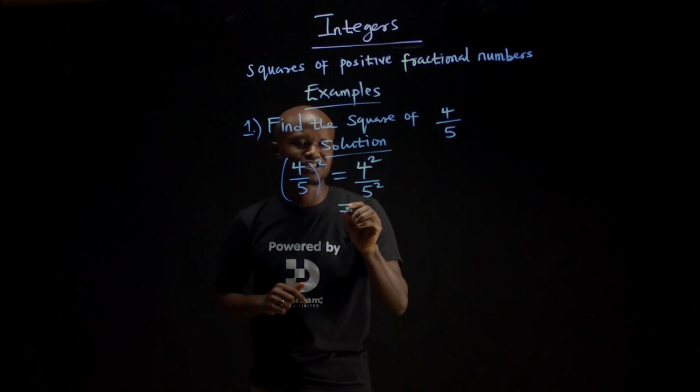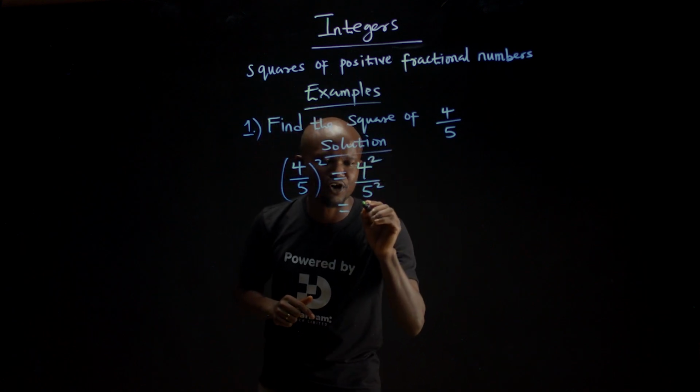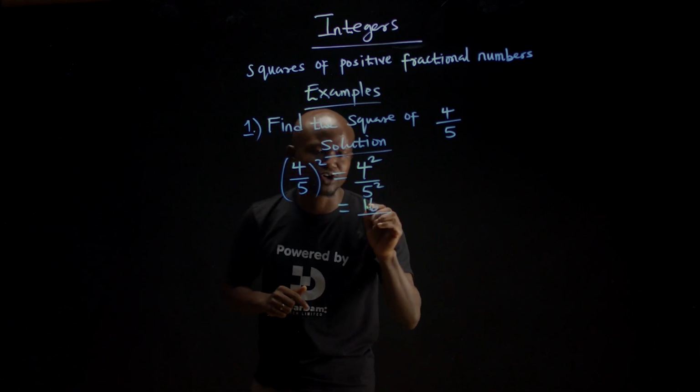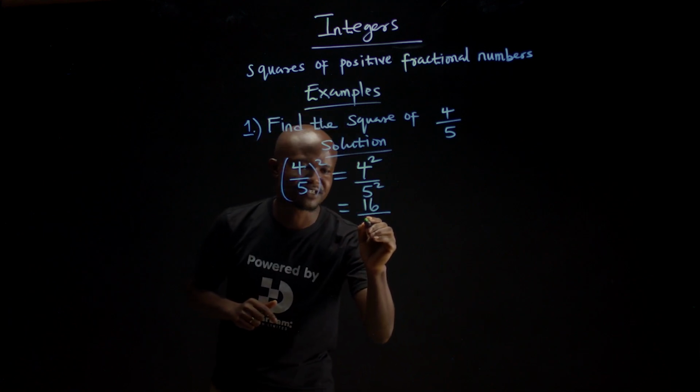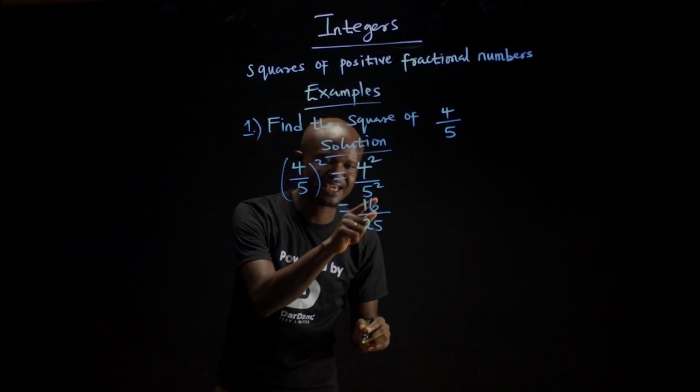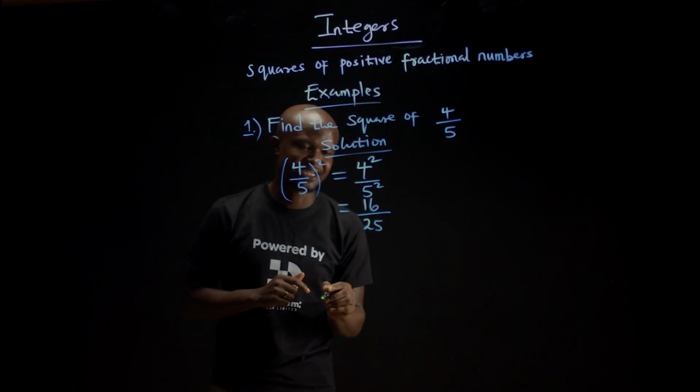And what will this give us? 4 squared means what? 4 times 4, and that's 16. 5 squared means what? 5 times 5, and that is 25. So the answer is 16 divided by 25.